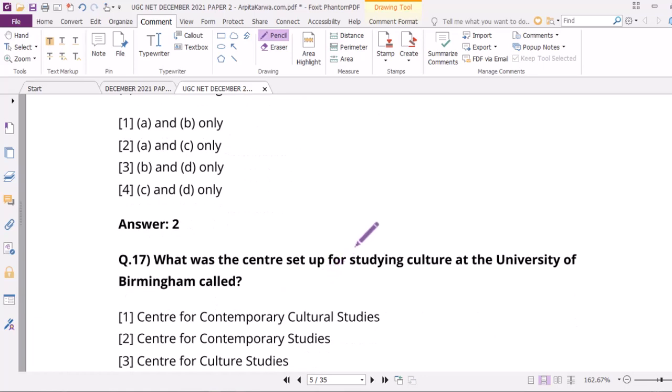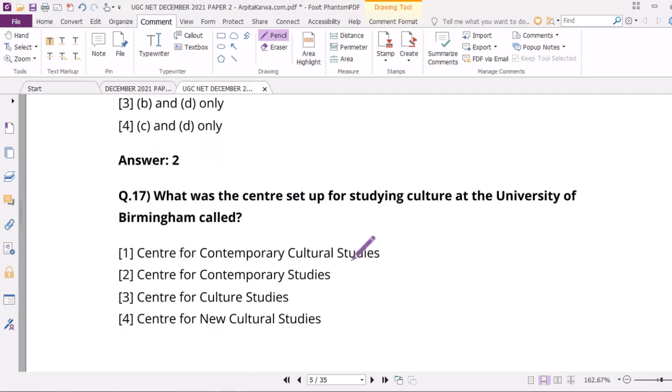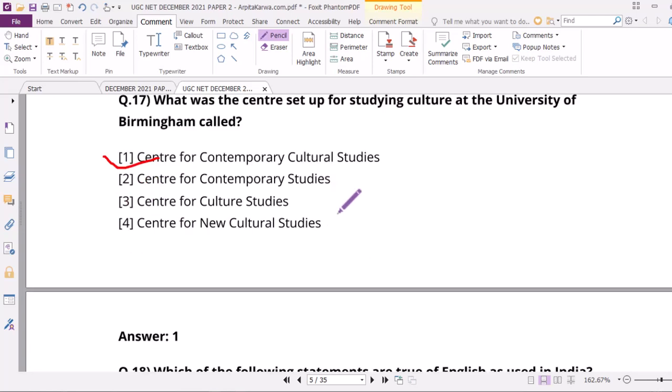Next, what was the center set up for studying culture at the University of Birmingham called? Again, the answer to this is A, Center for Contemporary Cultural Studies. It was a research center at the University of Birmingham, as it says in the question also, in England, and it was founded in 1964 by Stuart Hall and Richard Hoggart. Richard Hoggart was its first director, and this center was very important. It played a critical role in the development of the field of cultural studies. So the correct answer to this particular one is A, Center for Contemporary Cultural Studies.